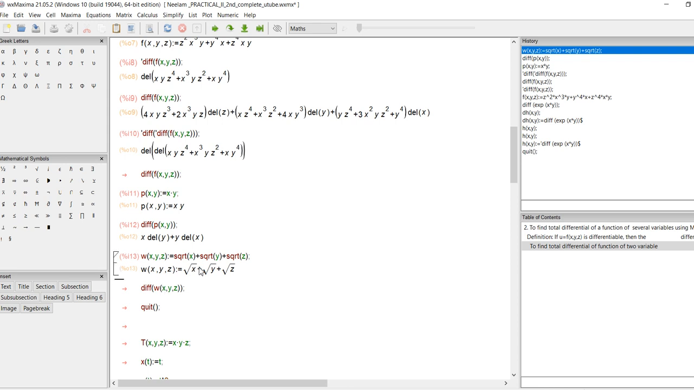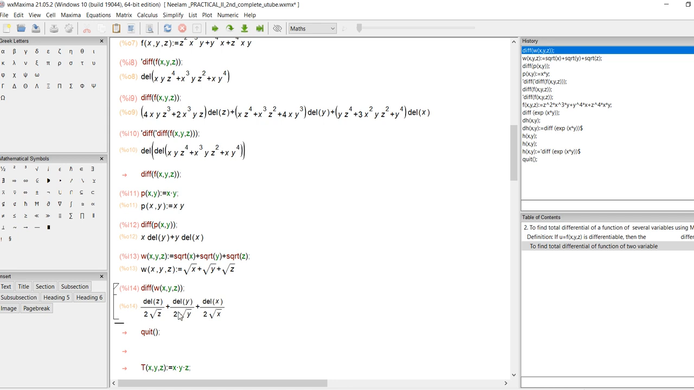So how to find the differential? The total differential of this function will be 1 by 2 square root of x into del of x. Similarly, 1 by 2 square root of y and d of y, del y, plus 1 by 2 square root of z del of z. So you can check it by writing the syntax. Now tell me the syntax. DIFF and bracket start, bracket close, and the function whose total differential you want to take. You will write it here and you will obtain these expressions.